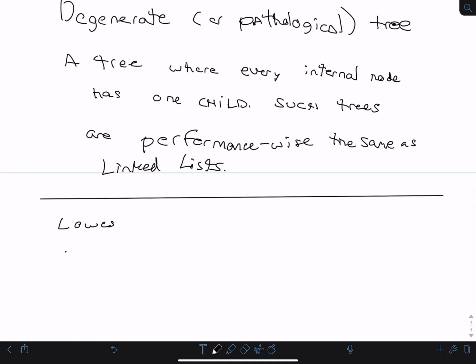There's lowest. I think this pen is dying. The tip is dying. So I have another one, so it's good.